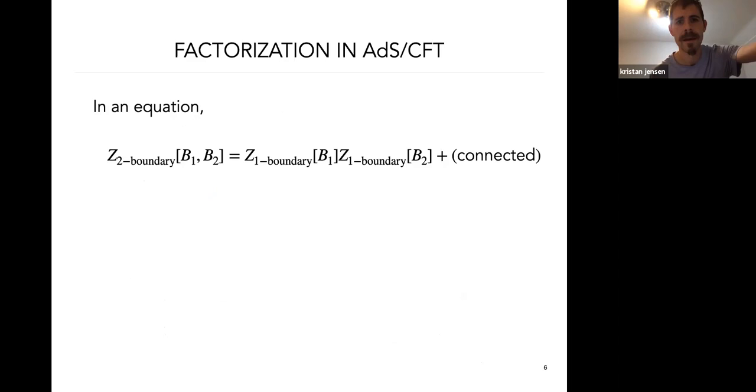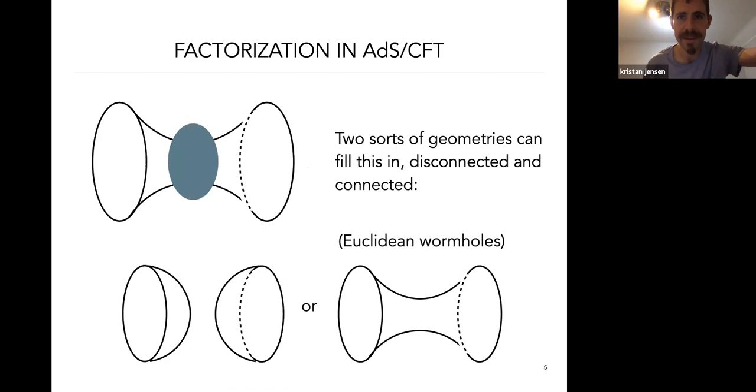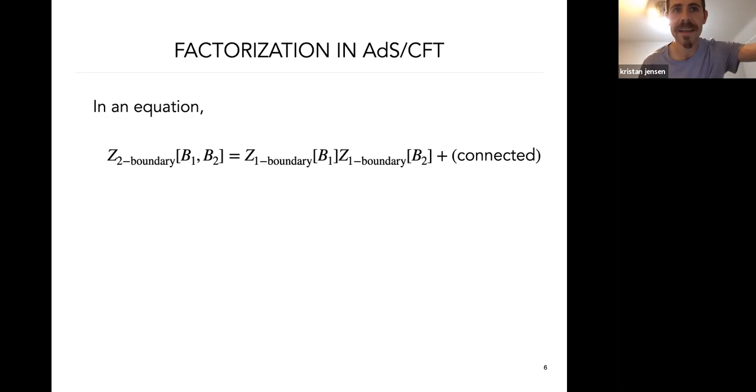So in an equation, what one has here in this two boundary problem is that the gravity path integral, whatever that means, subject to the boundary conditions that there's two boundaries, label them by B1 and B2, would be equal to a sum over completely disconnected geometries, Z, the one boundary path integral with boundary B1 times the same thing with boundary B2, plus configurations that connect the two asymptotic regions. We'll just call them connected contributions.